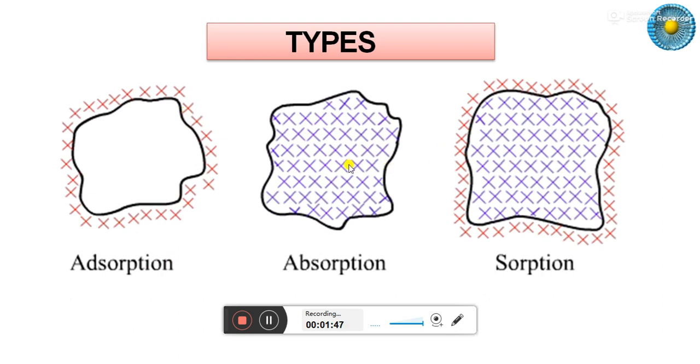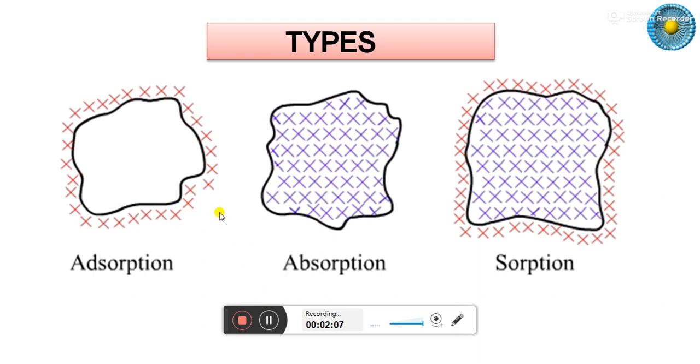What is absorption? The molecules are spread inside of the substance. They are not on the outside only. And when both adsorption and absorption take place simultaneously, the word is called sorption.